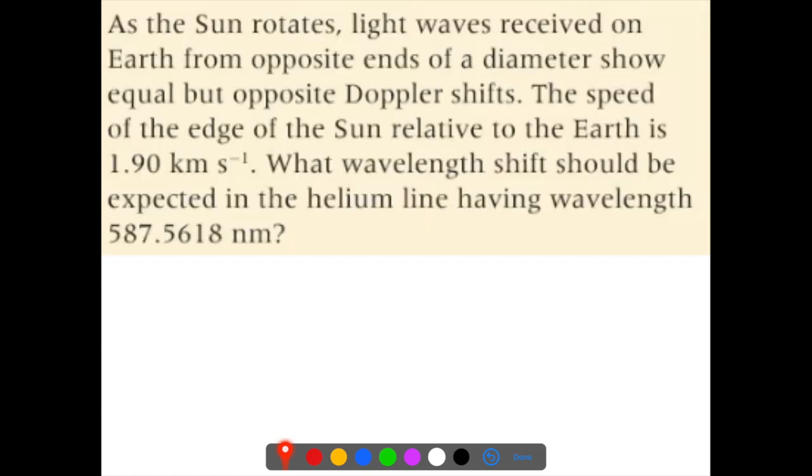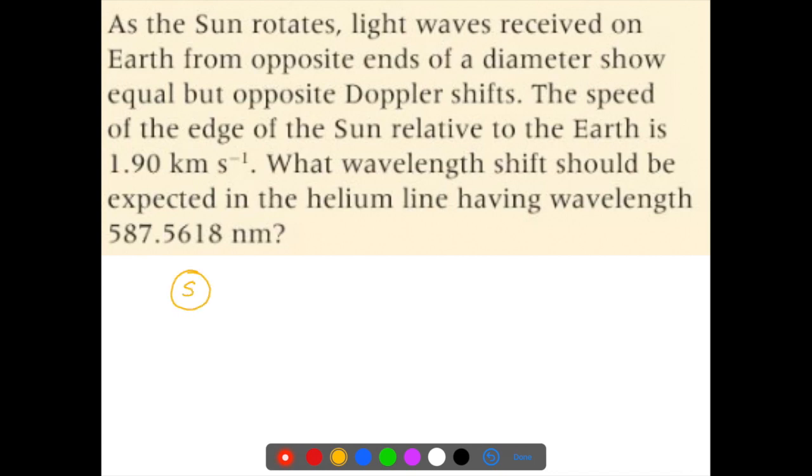For example, right now, as the sun rotates, light waves received on Earth from opposite ends of a diameter show equal but opposite Doppler shifts. The speed of the edge of the sun relative to the Earth is 1.9 kilometers per second. What wavelength shift should be expected in the helium line having wavelength 587.5618? Okay, so again, like normal, we're going to draw a picture.